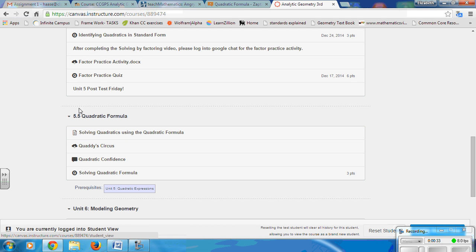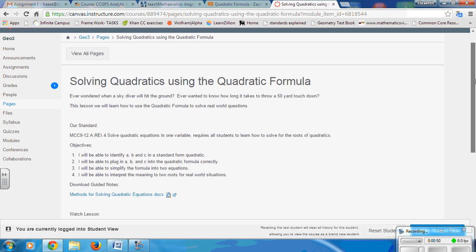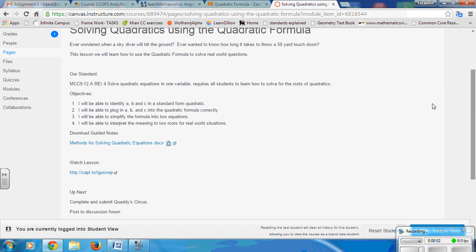So students would go to 5.5, that would be this week's assignment, and they would click on the first page, solving quadratics using the quadratic formula. So here the lesson really begins. There's a little bit of a hook about why, where we would use the quadratic formula, the objectives, an opportunity for them to download the notes, and then here is where the meat and potatoes of the lesson is.